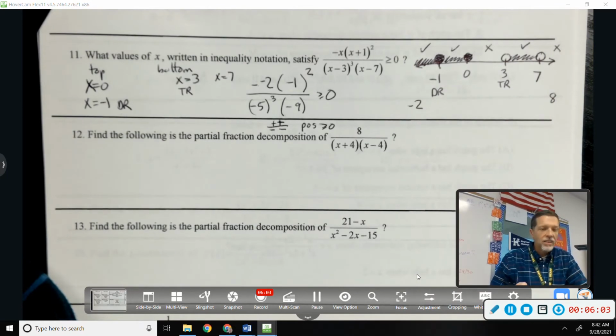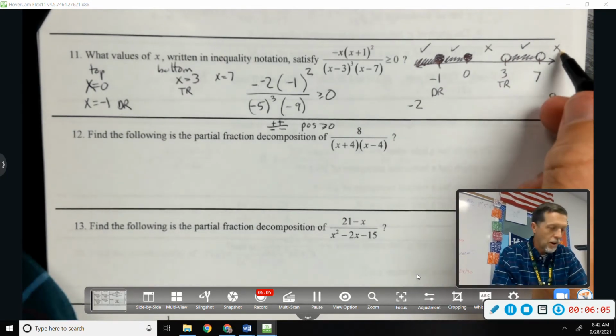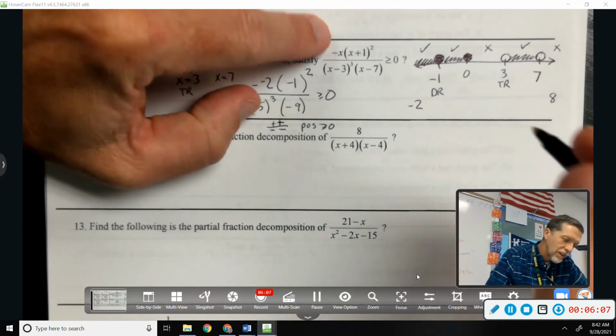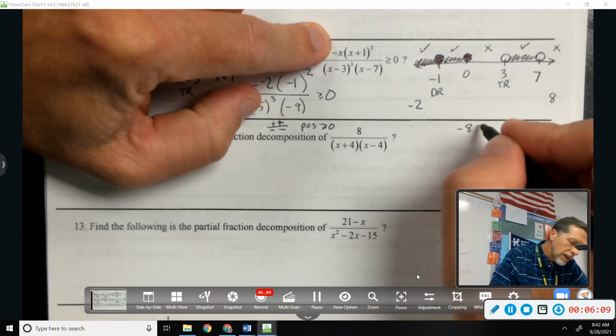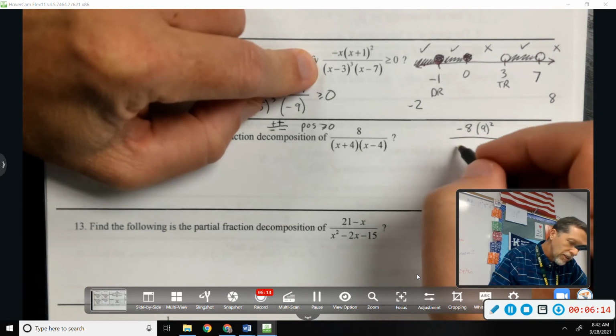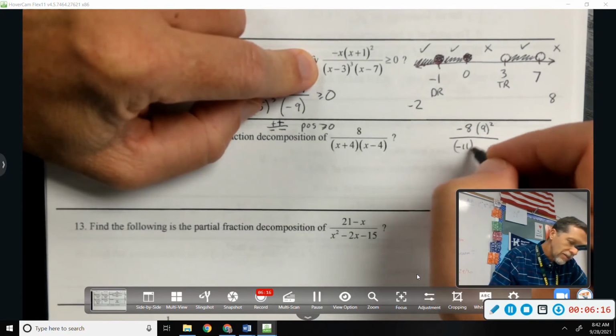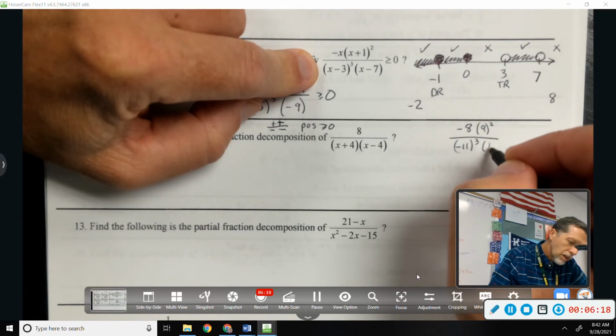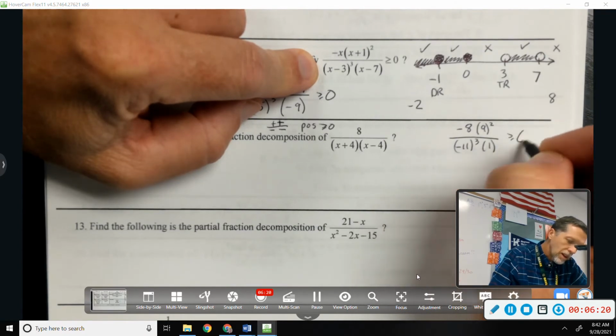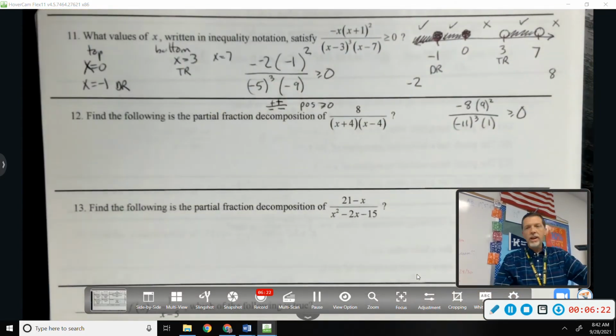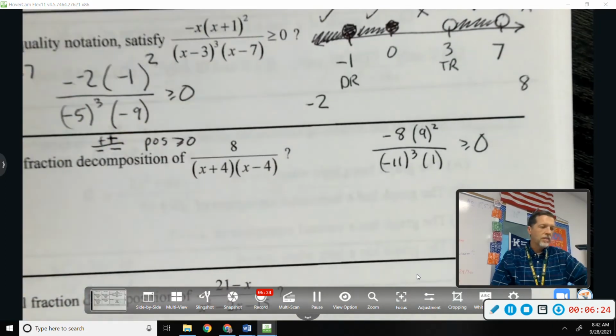Let's check 8 just to make sure. If 8 turns out to not work, I'll feel good about all the other places. So negative 8 times 9 squared over negative 11 cubed times 1. And again, weird numbers, but I don't really care about the numbers. I only care about the positives and negatives.